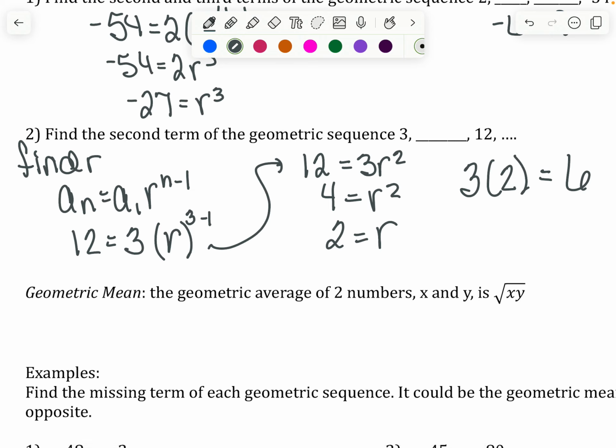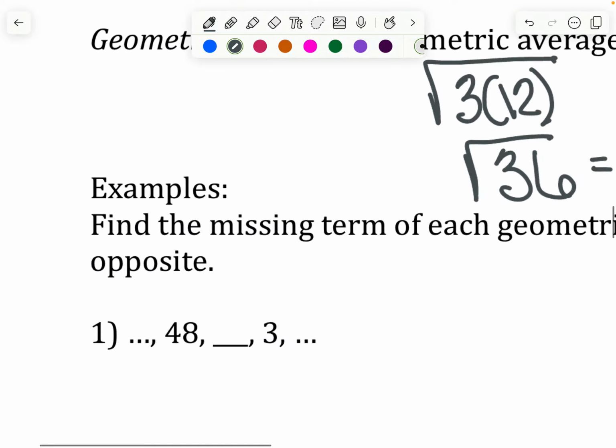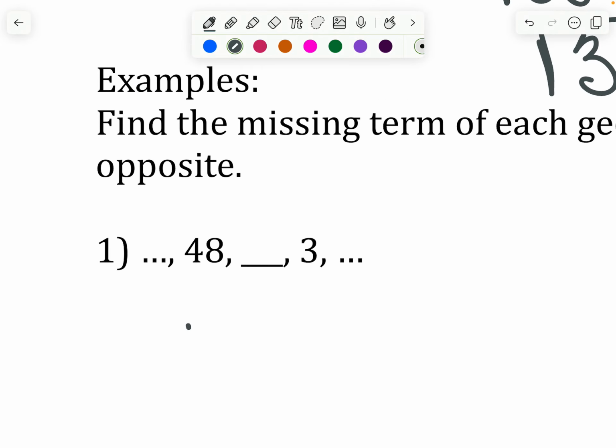Now let's see if that worked in our previous problem. If we take 3 times 12 and square root that, the square root of 36 is 6. And that seems to work. So if you're only missing one number or a number in between the two, use the geometric mean. So let's try this one. The square root of 48 times 3.